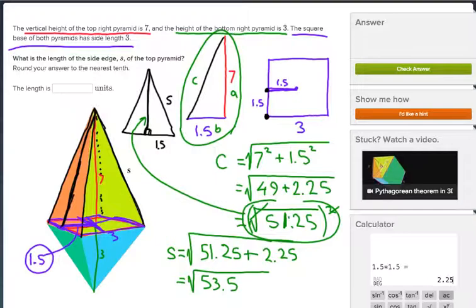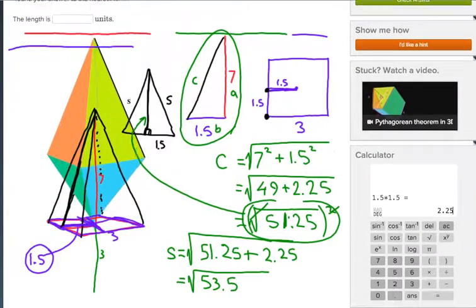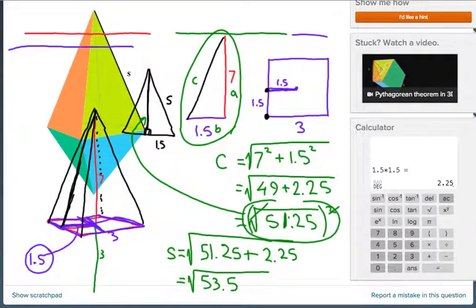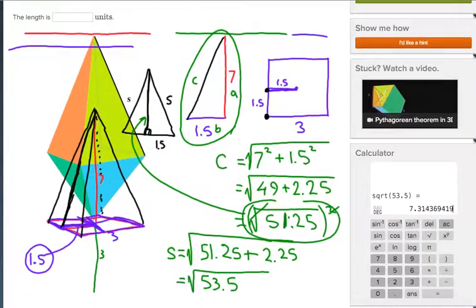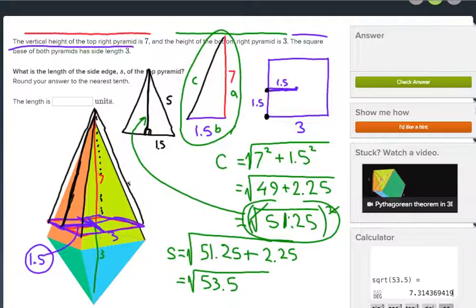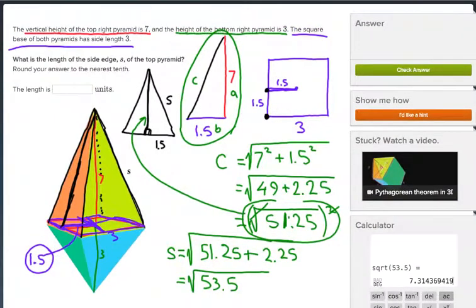We're being asked to round to the nearest tenth, so let's do that. Let's first get our square root. Let's get our square root of 53.5. And that's going to give us 7.314, etc. So we're just going to round to the nearest tenth, 7.31.